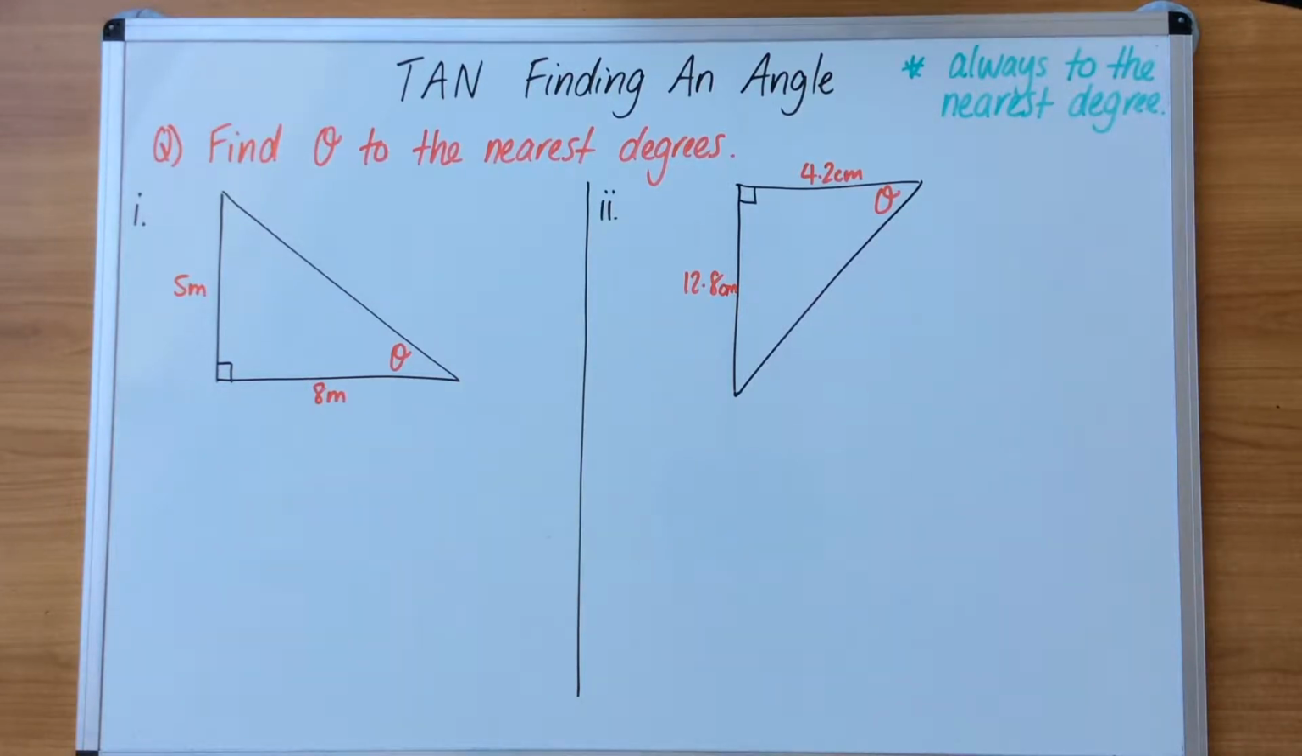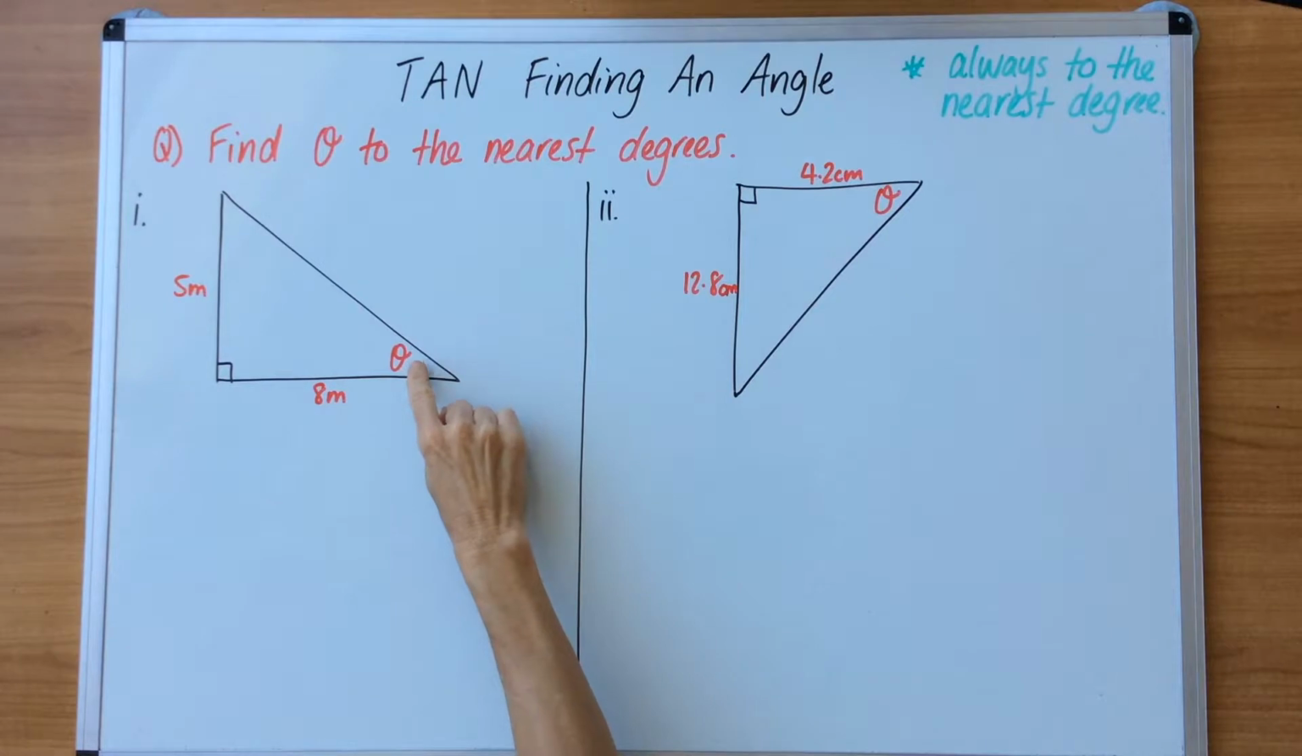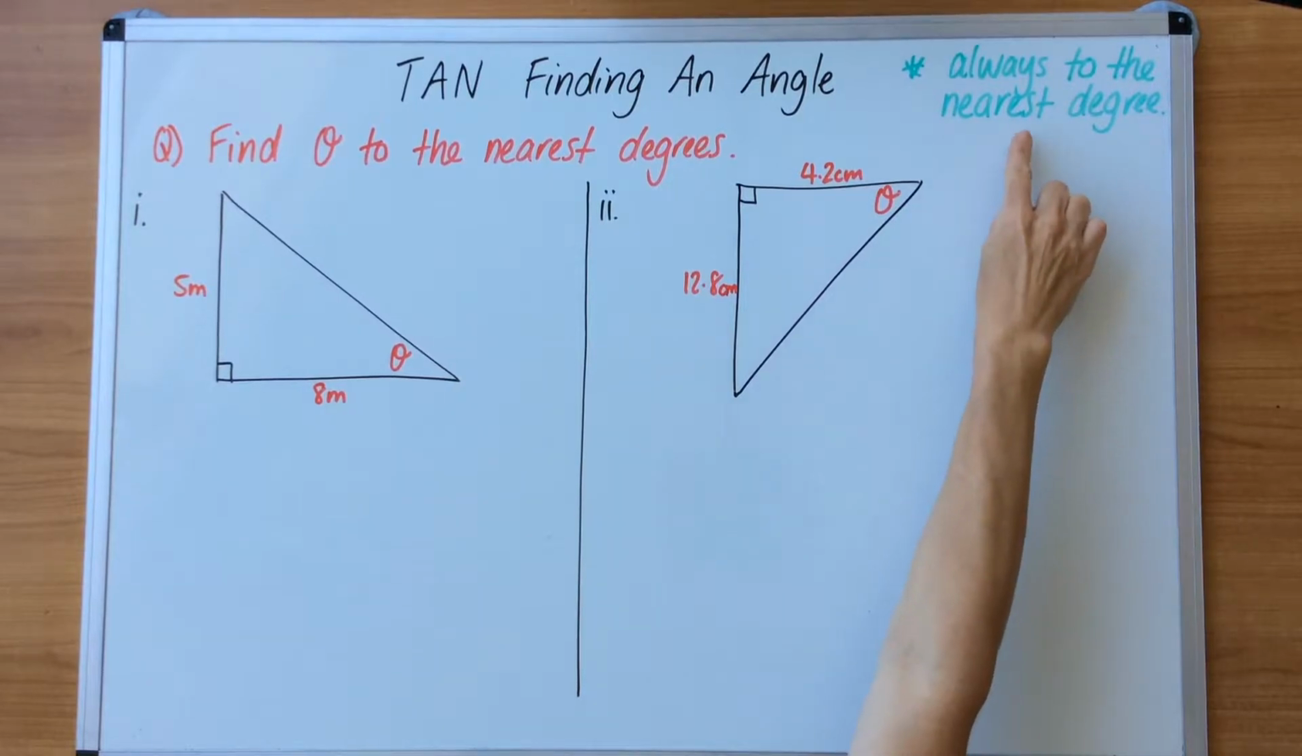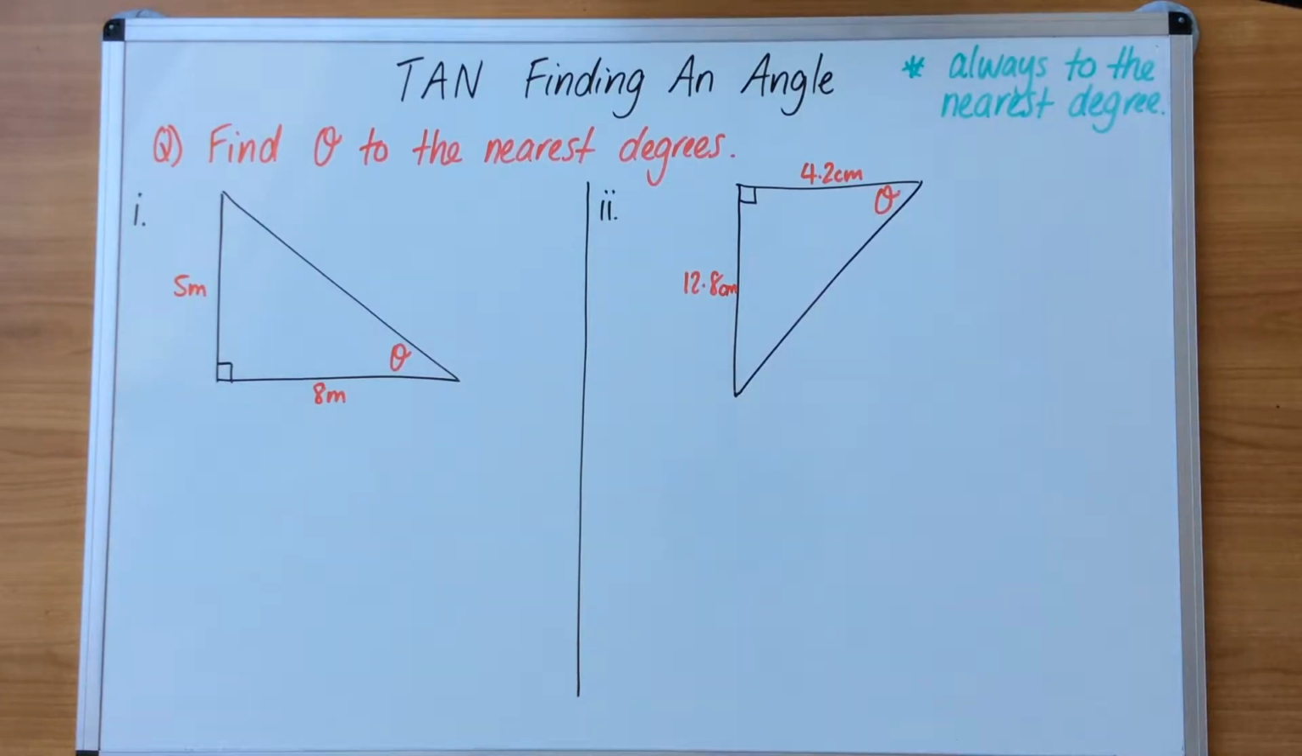In this video, we are going to focus on tan, finding an angle. So in previous videos, we've been actually looking for the unknown side length or unknown hypotenuse length. Now we've been given an unknown degrees, which has been indicated by this theta in both of these questions. And we're going to find theta to the nearest degrees. And it's important to note that it's always to the nearest degrees. We never leave it as a decimal.